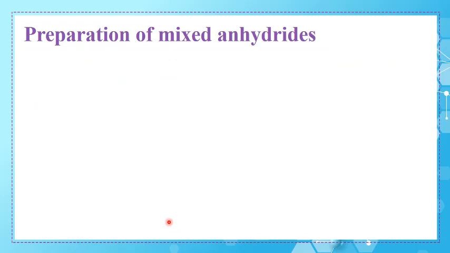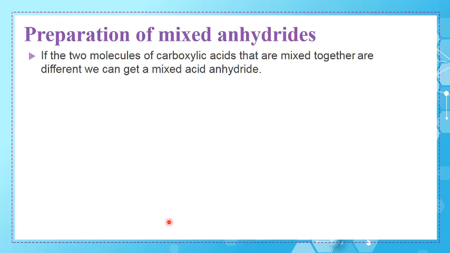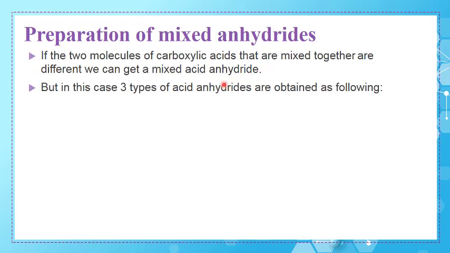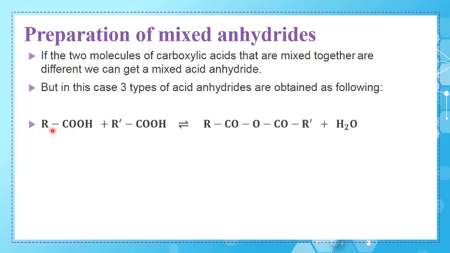Now, how to prepare a mixed acid anhydride? Here we can think in the same way. It means we can use two molecules of carboxylic acids that are different and we will get an acid anhydride. This is true. But here we have a problem: in this case, three types of acid anhydrides are obtained. Look how. For example, I have this carboxylic acid and this carboxylic acid that are different because R and R prime are different.